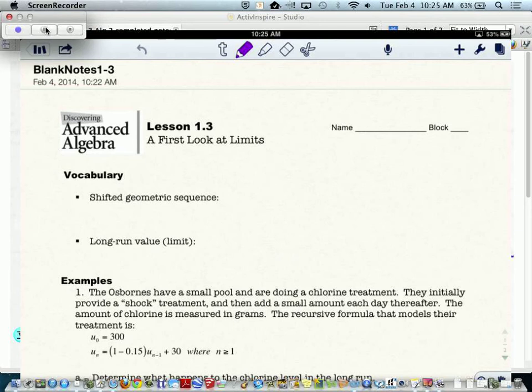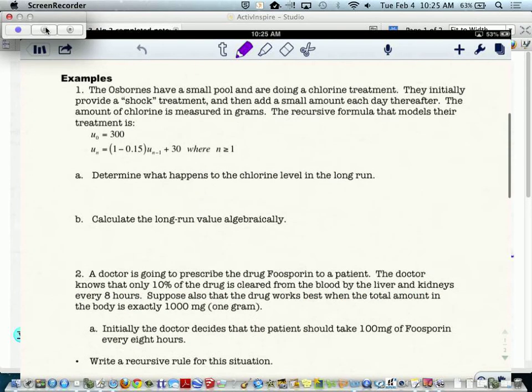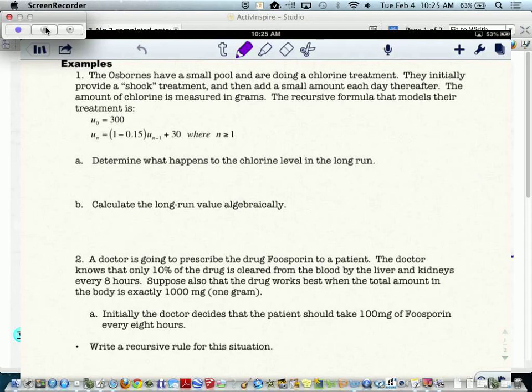So after writing down some of the notes, we can look at a problem where the Osborns have a small pool and they're doing chlorine treatment. So they haven't been using the pool lately and now they need to shock it, which is adding way too much chlorine, but it starts the process of cleaning the water. And we can model this with a shifted geometric sequence. So you notice that the u sub 0 is the initial amount of chlorine that they put in, measured in grams, so they put in 300.